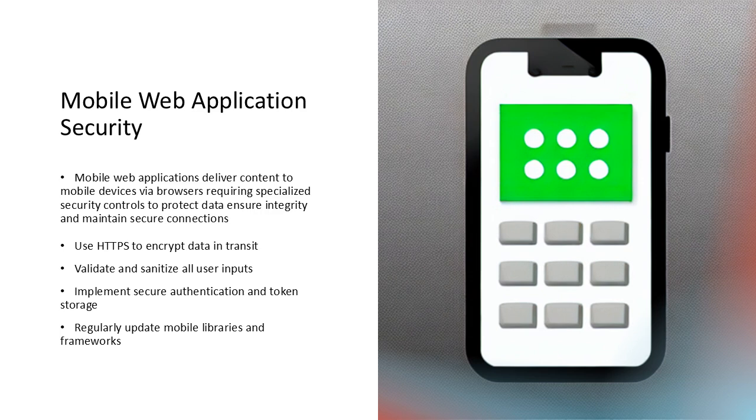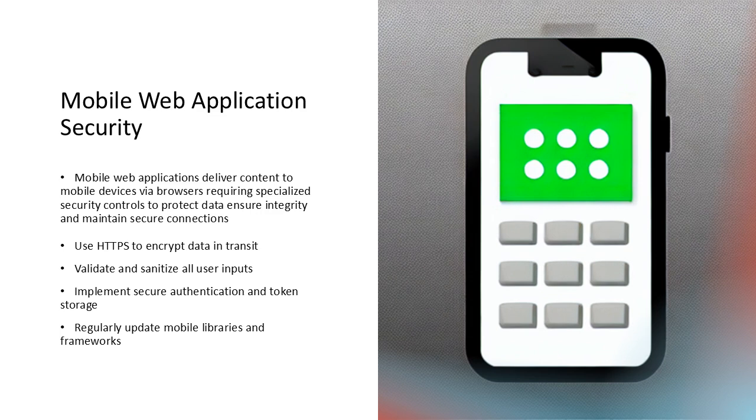By following these steps, you can help prevent security issues that might arise from using external components. Mobile web application security. Mobile web applications deliver content to mobile devices via browsers, requiring specialized security controls to protect data, ensure integrity, and maintain secure connections. Use HTTPS to encrypt data in transit. Validate and sanitize all user inputs. Implement secure authentication and token storage. Regularly update mobile libraries and frameworks.